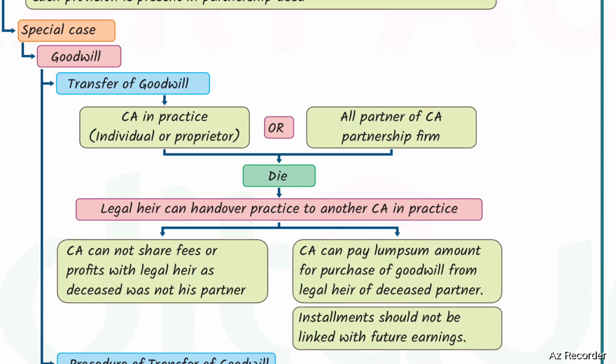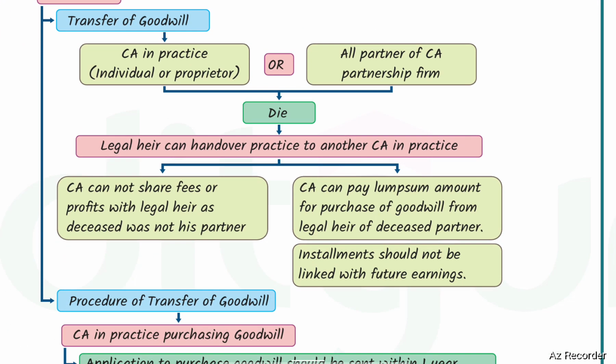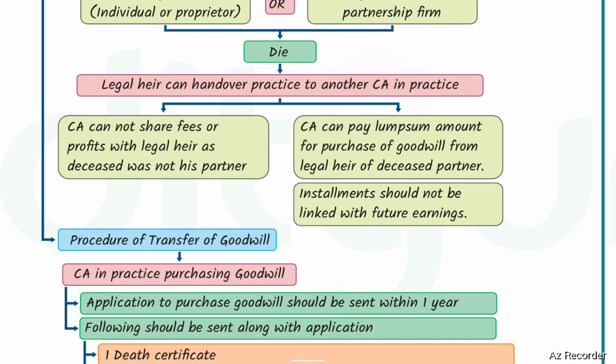A CA in practice who is an individual or a proprietor, or all partners of the CA partnership firm, died. The legal heir can hand over the practice to another CA in practice. The CA cannot share fees or profit with the legal heir as the deceased was not his partner. The CA can pay a lump sum amount for purchase of goodwill from the legal heir of the deceased partner. Installments should not be linked with future earnings.